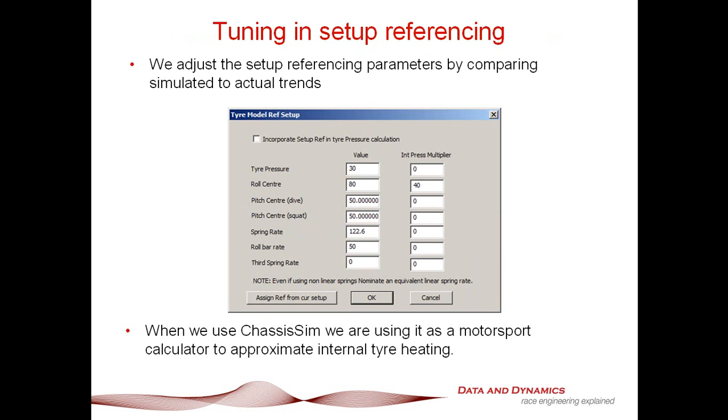Effectively, when you're using ChassisSim like this, you're using ChassisSim as a calculator to try and approximate internal temperature heating. Now, I realize that there might be some people listening to this who might recoil in horror at what we're doing here. Just remember, this is an approximation.